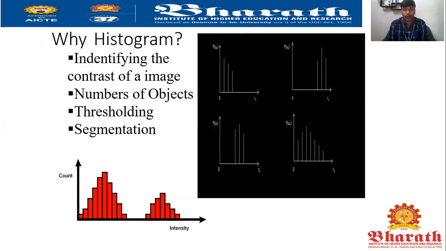And now we have to know why. Now we know what a histogram is and how it is done. Now we have to know why the histogram is used for image enhancement. The histogram has been completely developed and constructed using pattern recognition.